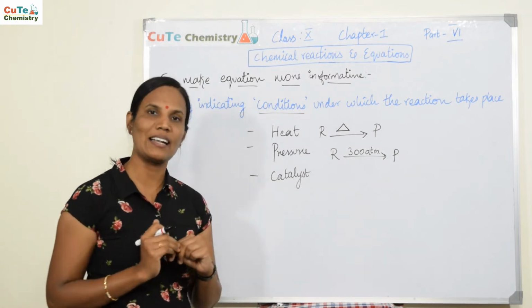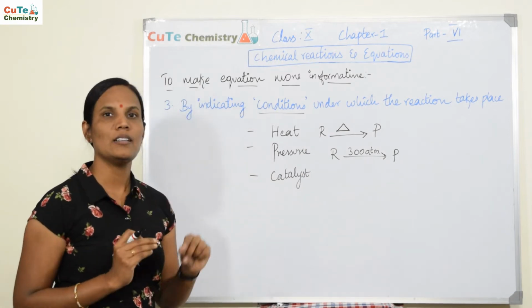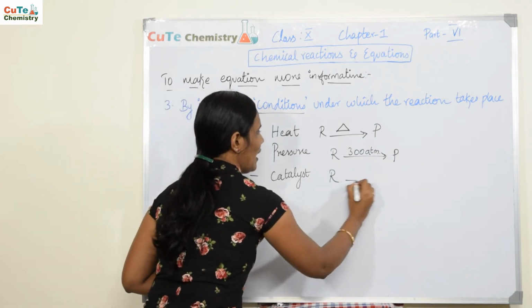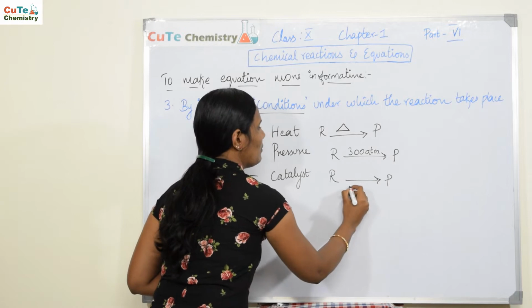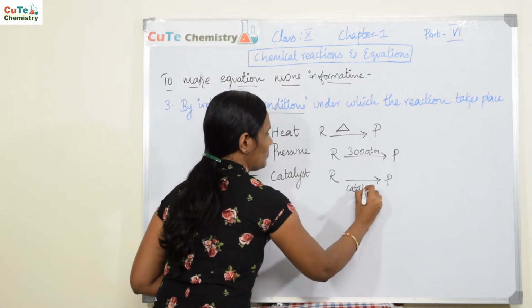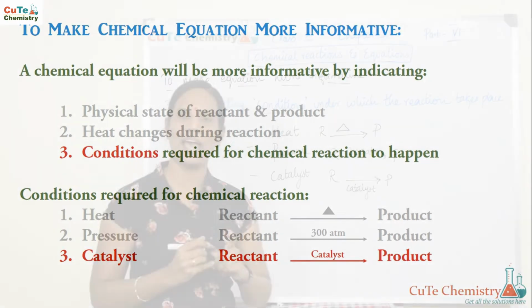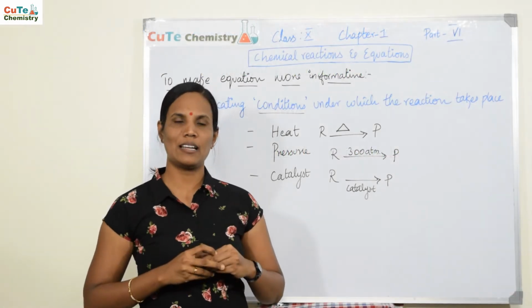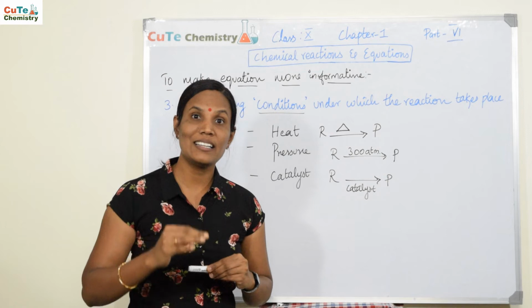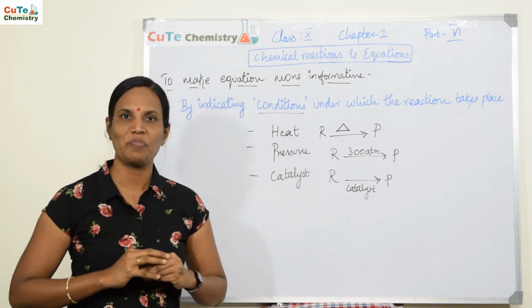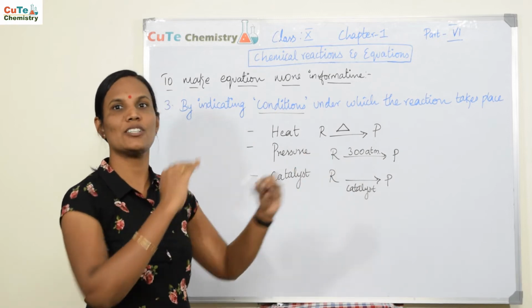Next one is catalyst. This is a new word, catalyst. Let us take a reactant that will give product. We need some catalyst, and that catalyst also we will mention above or below the arrow mark. What is meant by catalyst? Catalyst itself will never undergo any chemical change. It will just induce the reaction to happen.